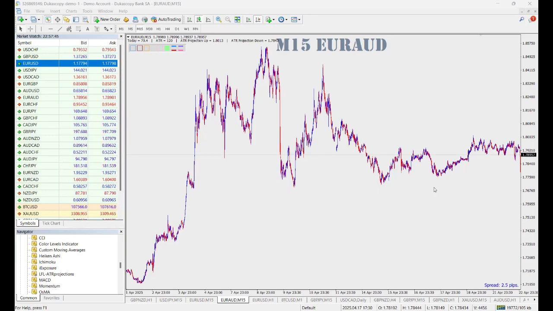The Quasimodo is basically a setup that's used to tell us that price is going to turn, to tell us that, okay, the bias has changed. We're going to go from one direction to another. So the Quasimodo is just a pattern. I know some people call it the up and under.